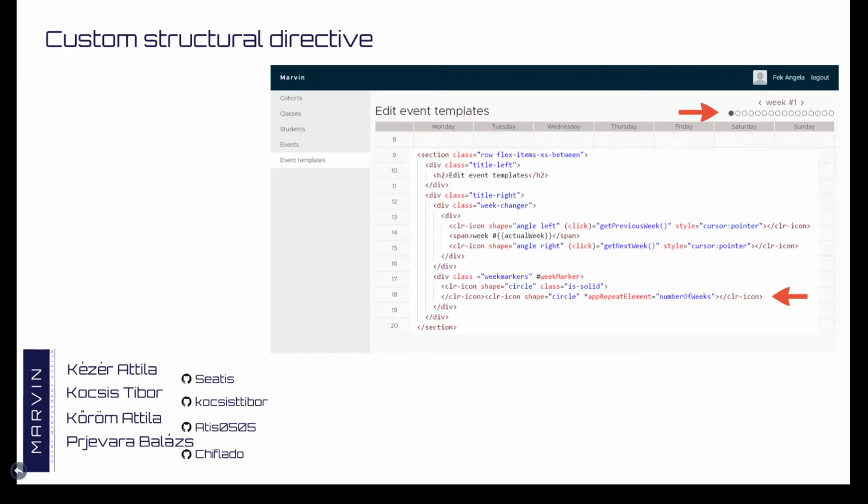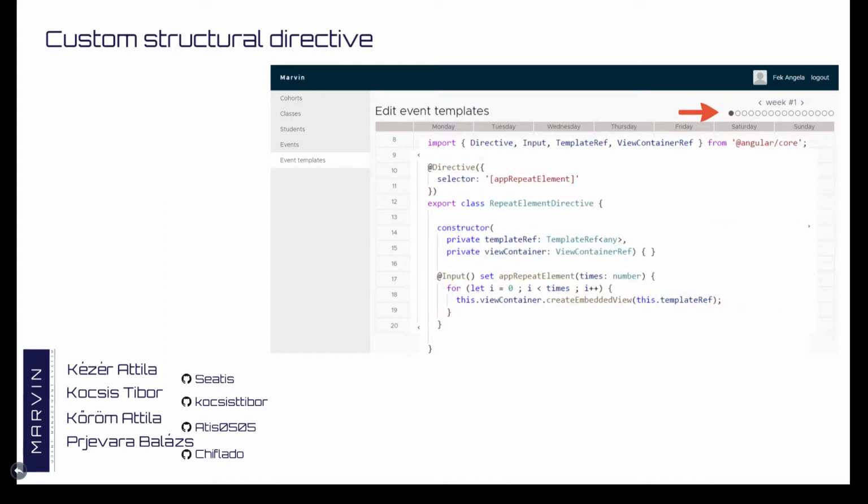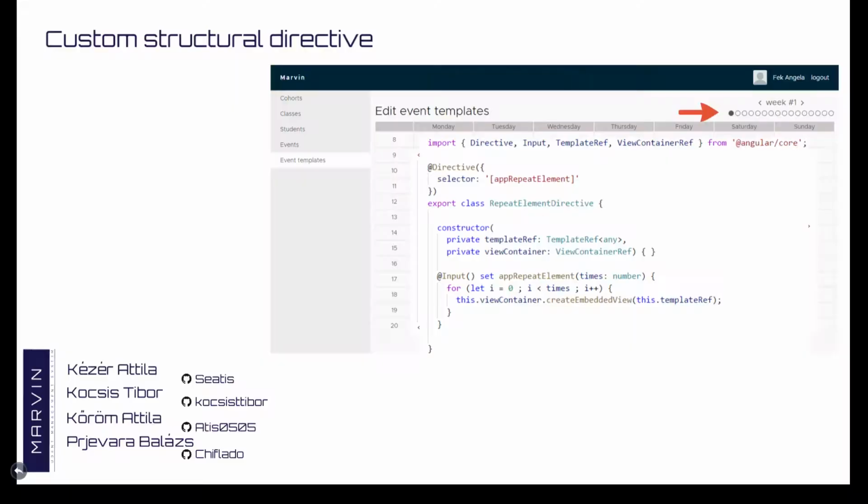This is the custom directive used in the template file. And this is the actual directive made with the Angular CLI. The core part is importing two built-in classes of Angular. And in the body of the directive, there is only a for loop with the instances of these classes and the built-in method createEmbeddedView. And this made it possible to create in the top right corner these 16 small circles representing the weeks.